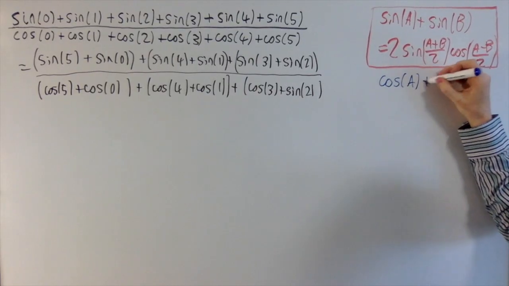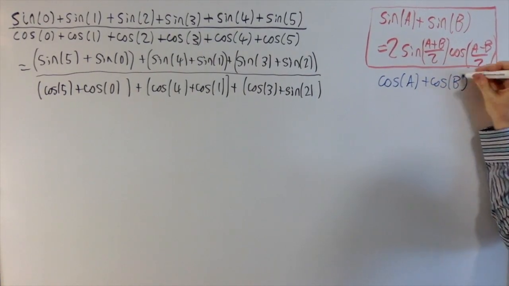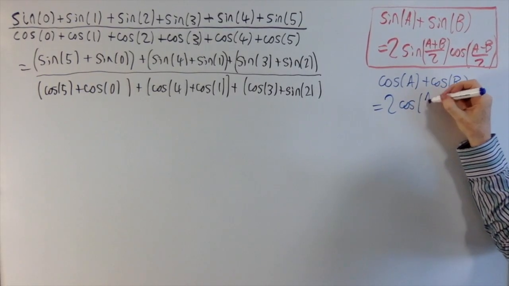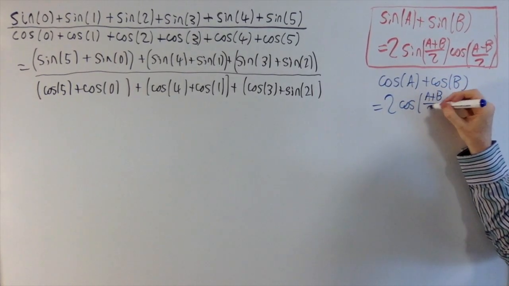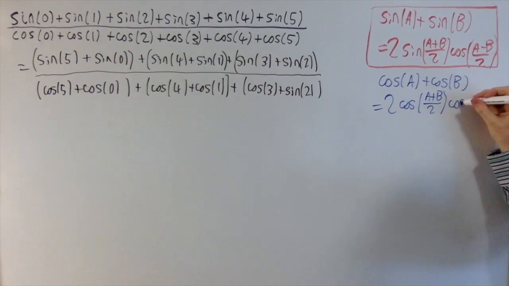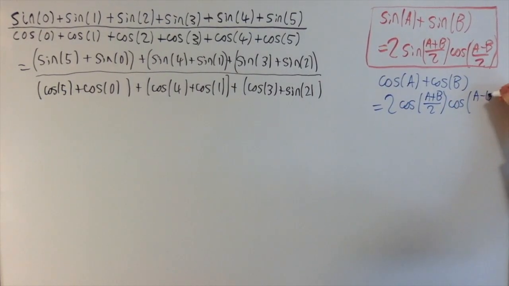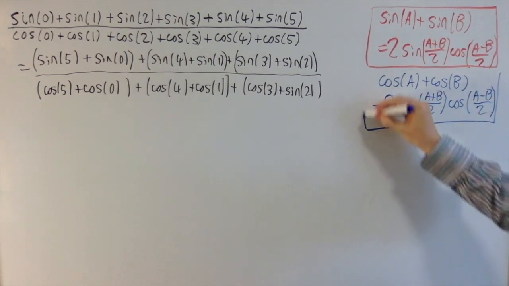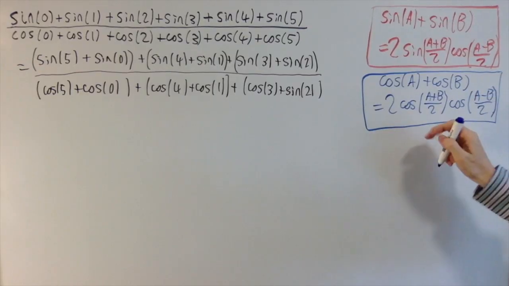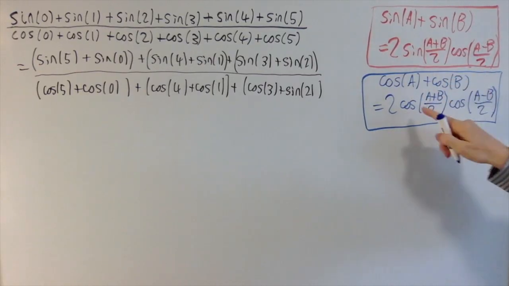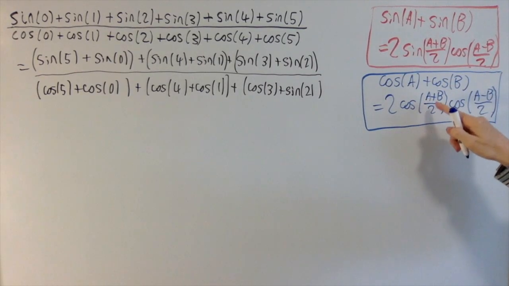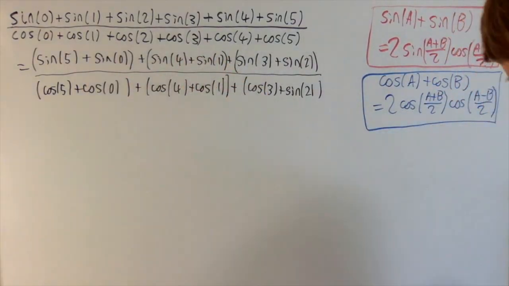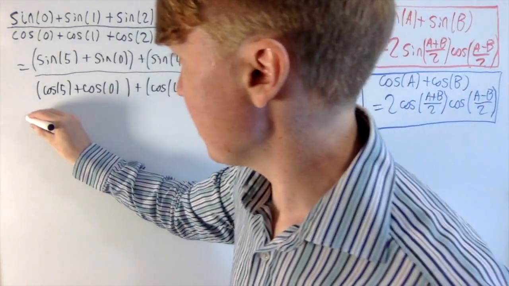And then there's a similar formula for cos a plus cos b, which is basically the same thing, but you've got a cos in place of that sine. So you've got 2 cos a plus b over 2 multiplied by cos a minus b over 2. And this is really nice, and it's very useful for what we're doing here, because you see here sine of a plus b over 2, cos of a plus b over 2, all of these will just be 5 over 2, because the sum of each of these pairs is 5. So let's write out the next step then.